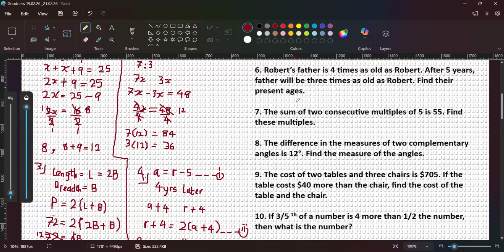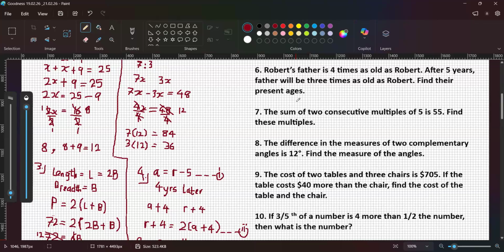Again, the question is not interested in their ages in 5 years' time. It's interested in their ages now. So our variables will represent their ages now. Okay. So Robert's father is four times as old as Robert.